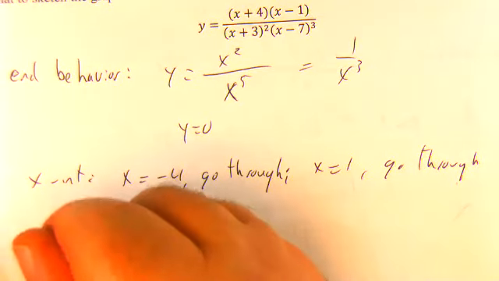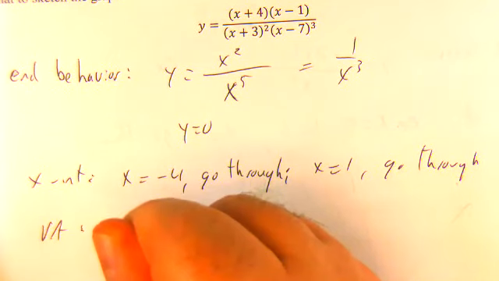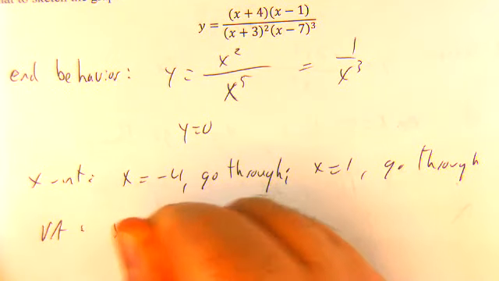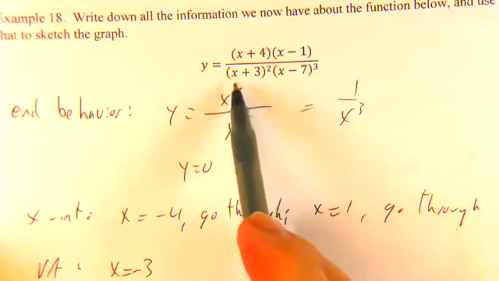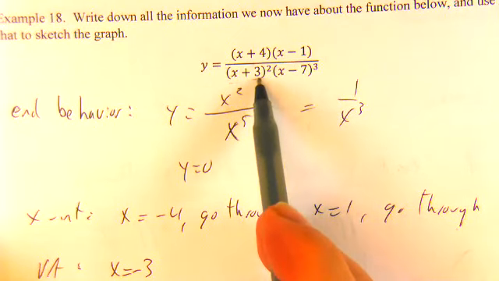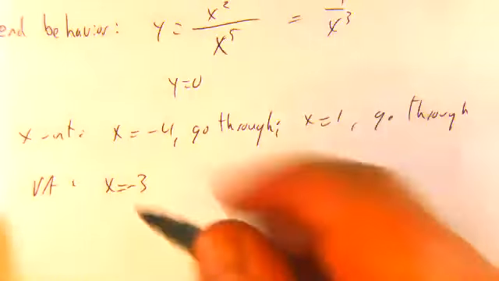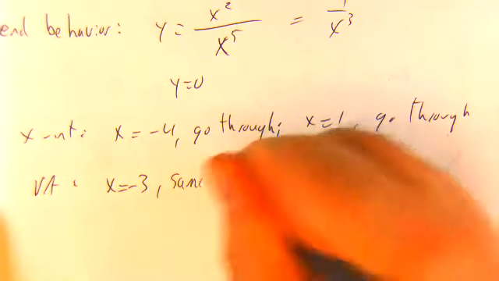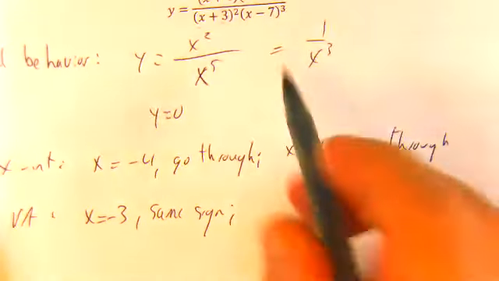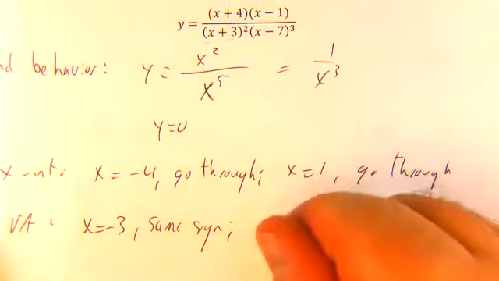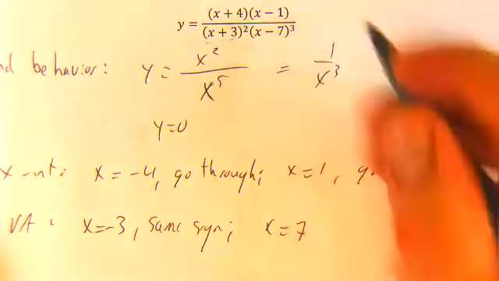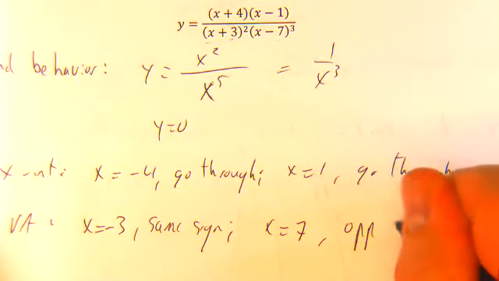Vertical asymptotes, x equals -3, so that comes from here, because if we said x equals -3, that makes that 0. Even power, so same sign on either side. x equals 7, odd power, so opposite sign.